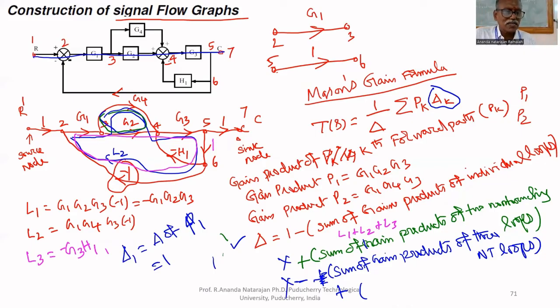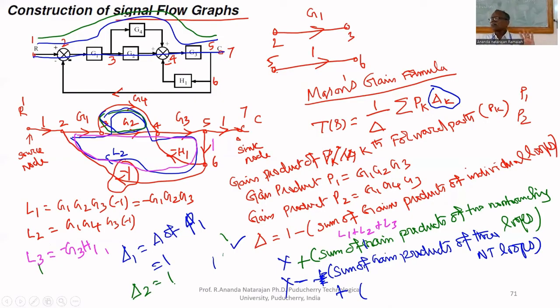Now the second forward path. This is the second forward path. In the second forward path, is there any loop which is not touching the second forward path? No. Therefore, delta 2 also equals 1.